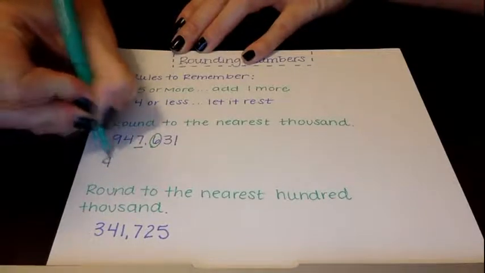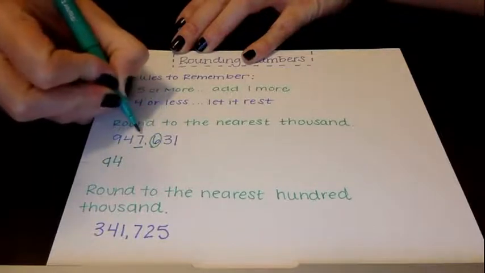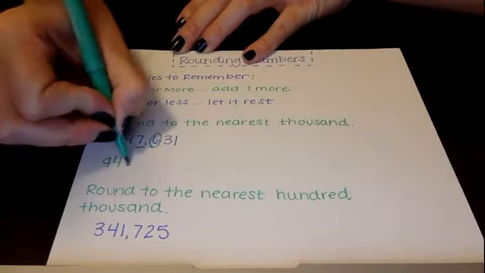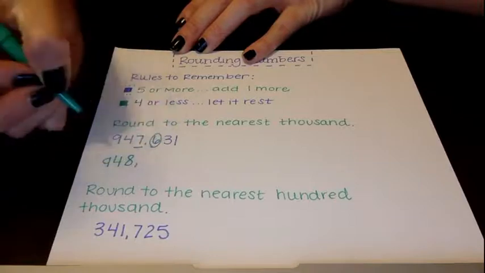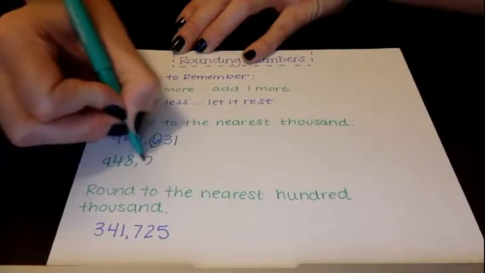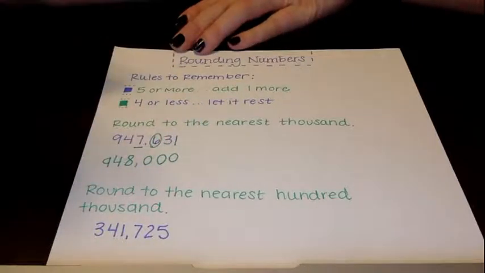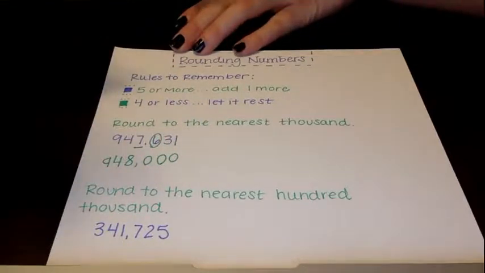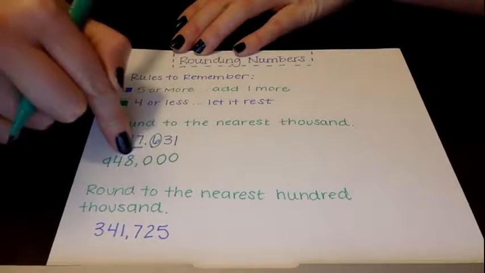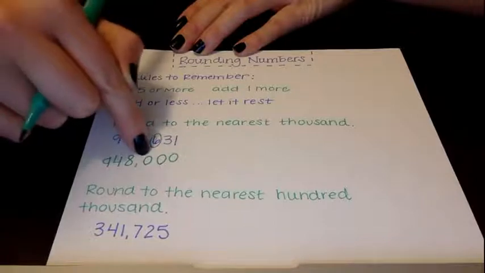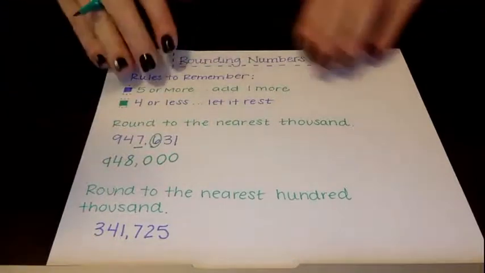So I can fill out my 9 and my 4. Because I have a 6, I'm adding one more to my 7, which will give me 8. I need to bring my comma down, and then everything behind the underlined digit becomes a 0. The key to knowing that you've rounded to the correct place value is seeing everything behind it as a 0. So I know I rounded to the thousand spot because the hundreds, tens, and ones which follow it are all zeros.